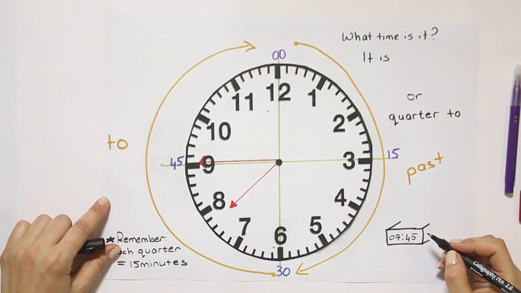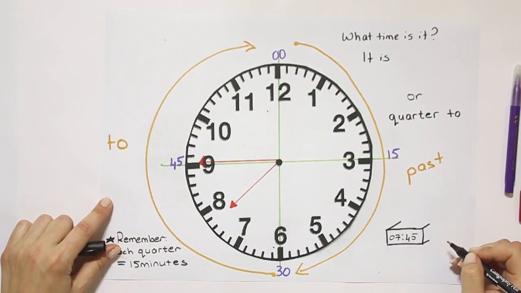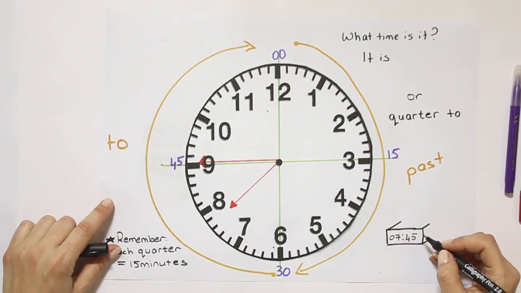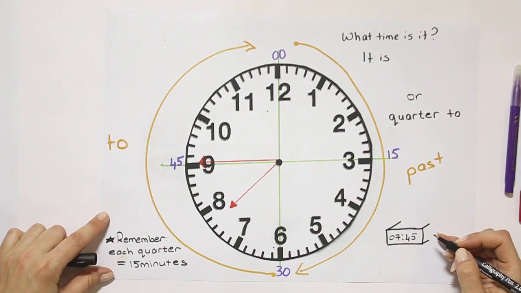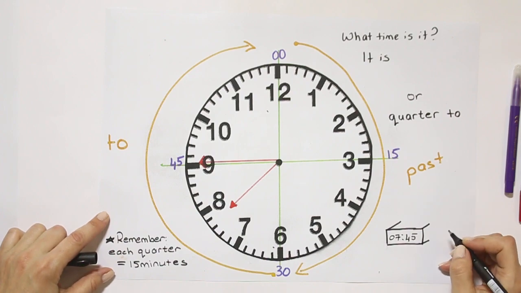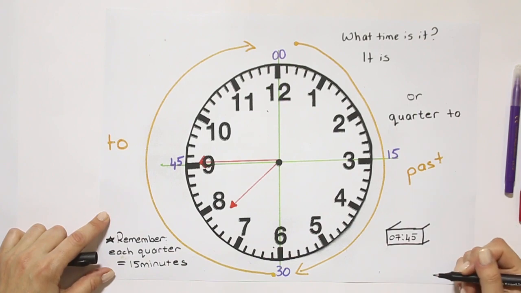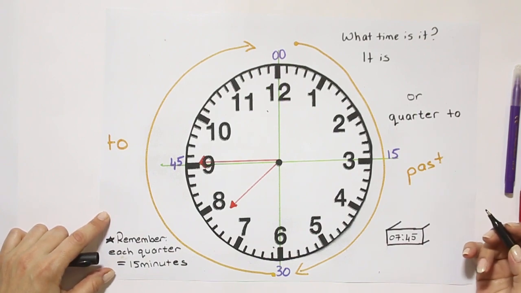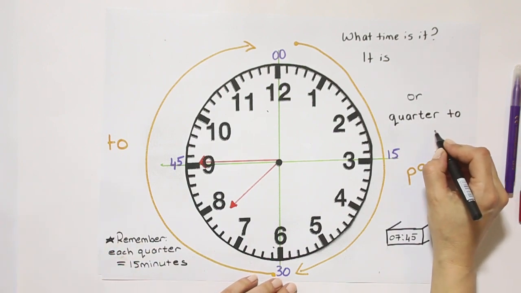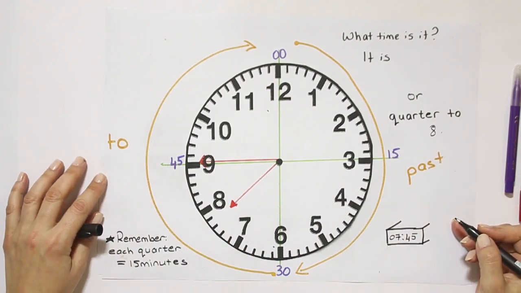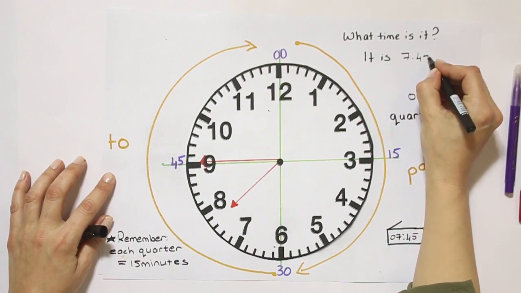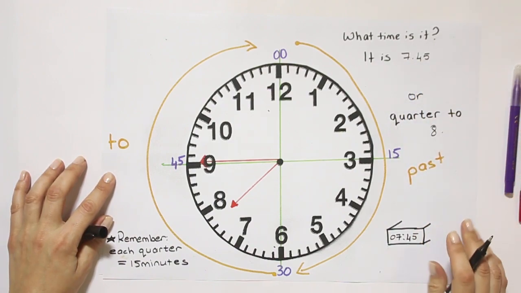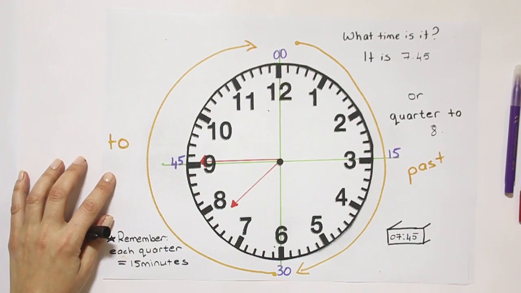So on the digital clock, this would say 7:45. How many minutes later will it be 8 o'clock? Yes, 15 minutes. There are 15 minutes to it to be 8. So another way we can say is it's 7:45. What time is it? It is 7:45 or 7:45.